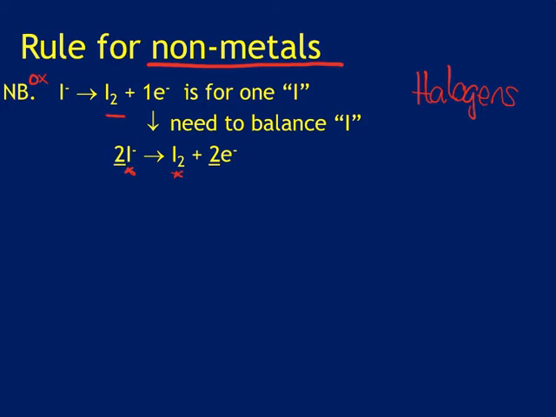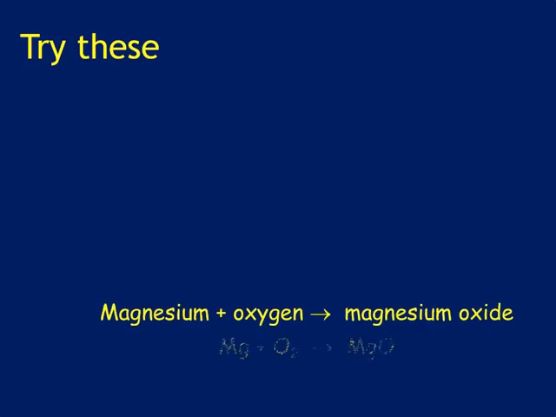It's definitely a rule for the halogens, but it may be in a different context. I know that there's an example of one with sulfur. So when you write your line, you're writing it for one iodine, but if there's more than one iodine, you need to balance it. In this case, it was a double.